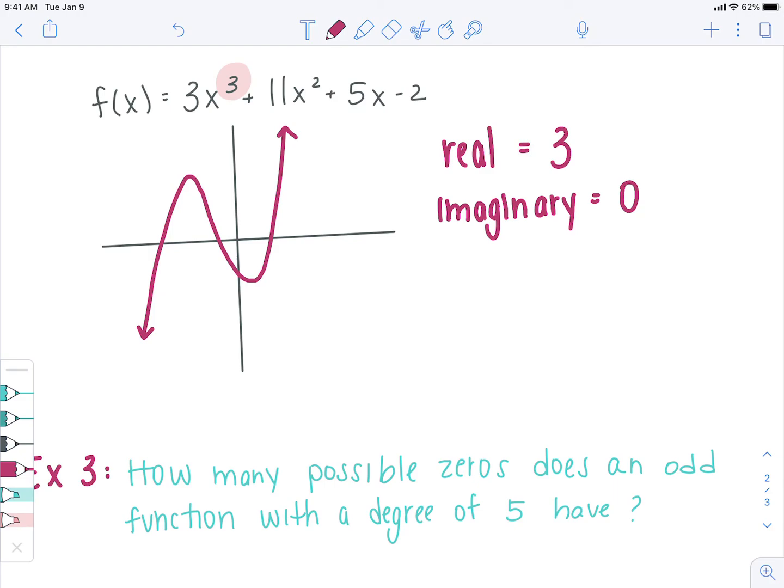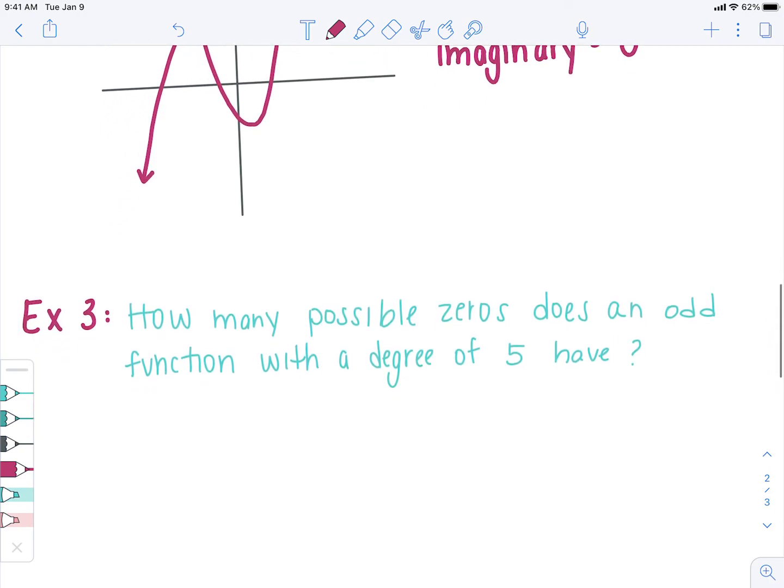So we would say here, possible zeros, five. So pretty straightforward, right? Not too bad.